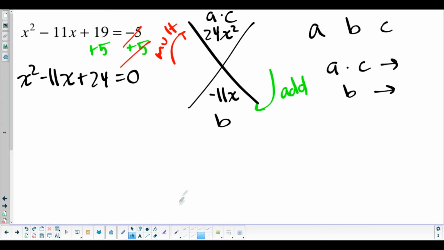And so you might do something like this. You can set up a factor table. I'm going to think about the ways that I can multiply into 24. And obviously you have 24 times 1. You have 12 times 2.